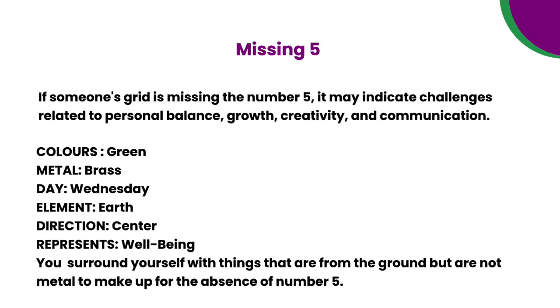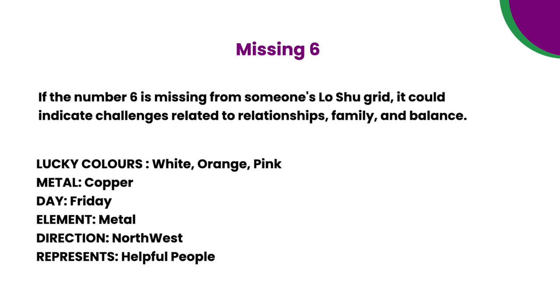If someone's grid is missing the number 5, it may indicate challenges related to personal balance, growth, creativity and communication. You surround yourself with things that are from the ground but are not metal to make up for the absence of number 5. If the number 6 is missing from someone's Loshu grid, it could indicate challenges related to relationships, family and balance. Even foreign travel. White, orange and pink. Metal, copper, represents helpful people.